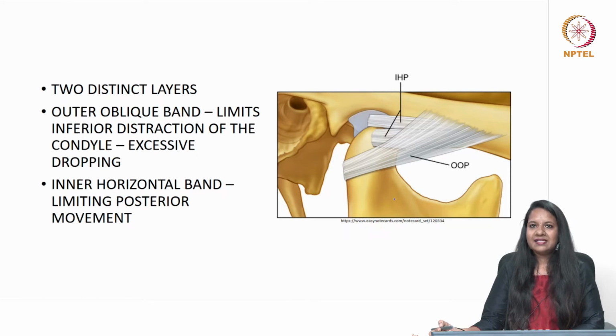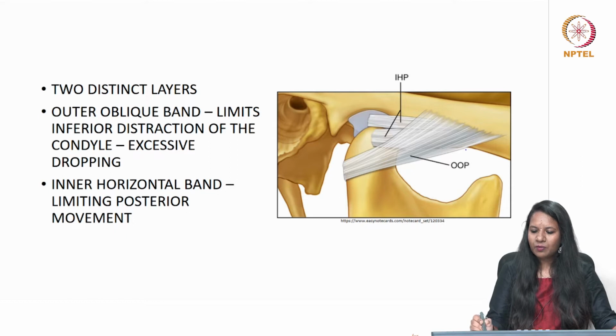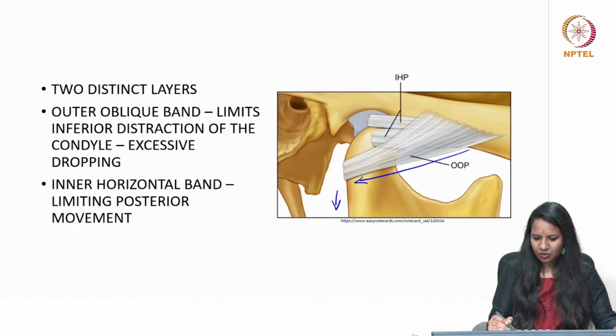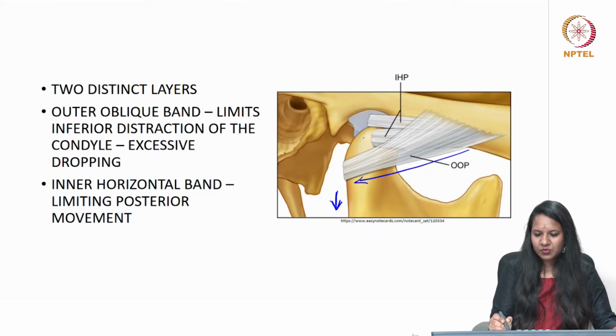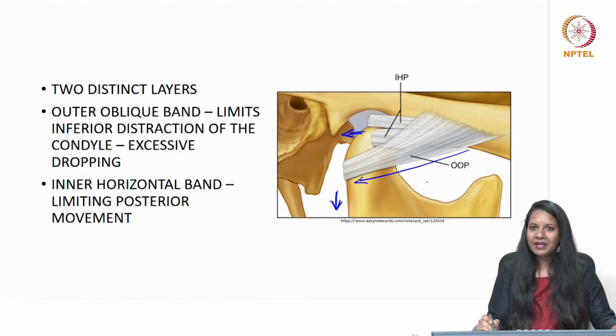It has two distinct layers, that is outer oblique band and inner horizontal band. Again these two fibers have their own unique function. This is the outer oblique band which limits the inferior distraction of the condyle, that is excessive dropping of the jaw, and the inner horizontal fibers will limit posterior movement. Just remember these arrows. Outer oblique will limit the inferior distraction, whereas the inner horizontal will limit the posterior movement of the jaw.